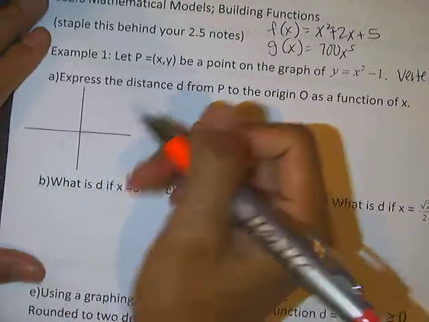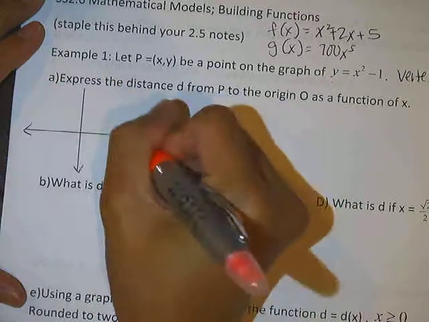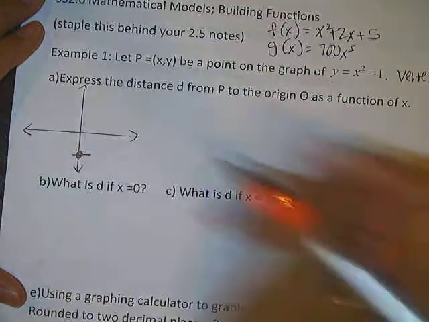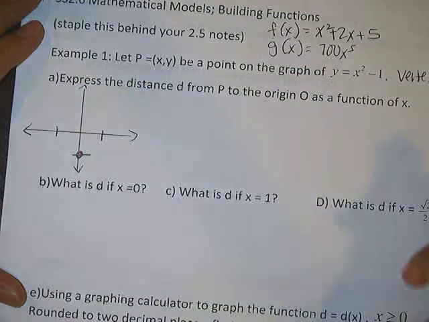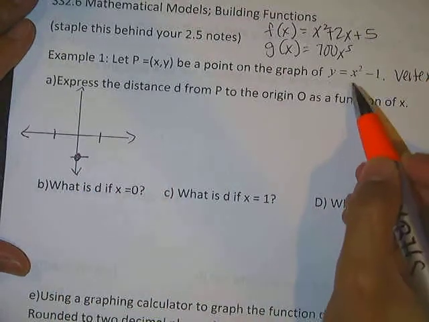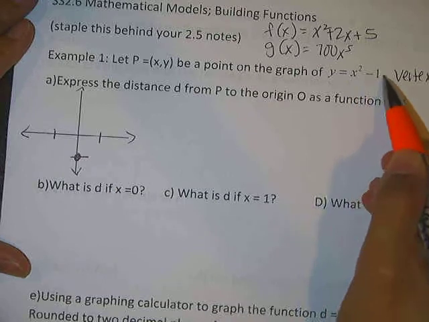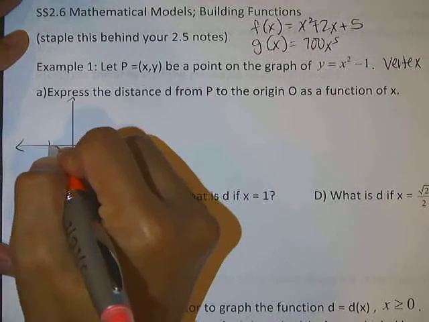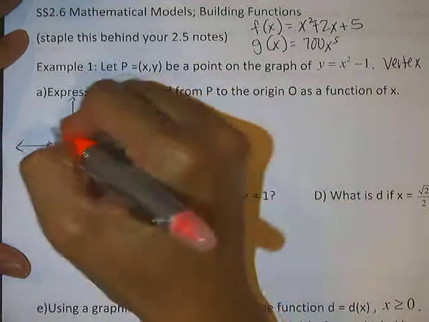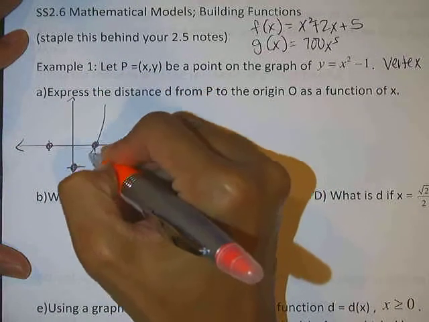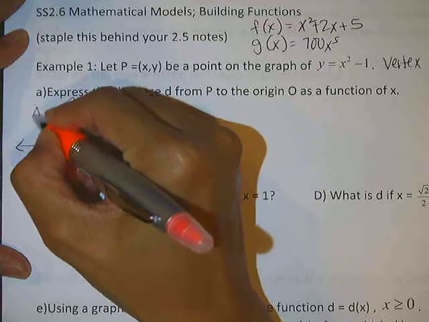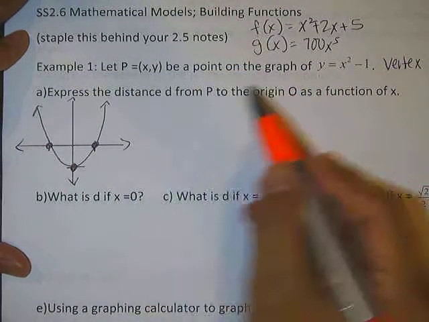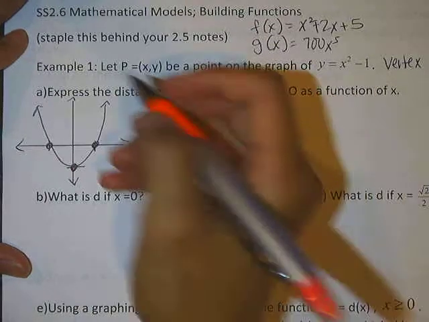So vertex 0, negative 1. Here's positive 1, here's negative 1. So when x is 1, 1 squared is 1, 1 minus 1 is 0. And as a parabola goes, it's going to be symmetrical. We're just going to sketch out this function. Okay. So it says, hey, there's a random point somewhere.